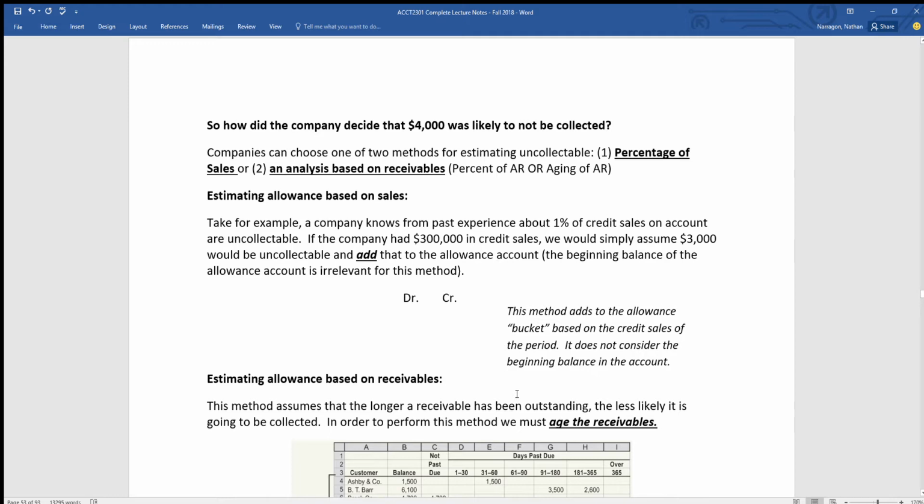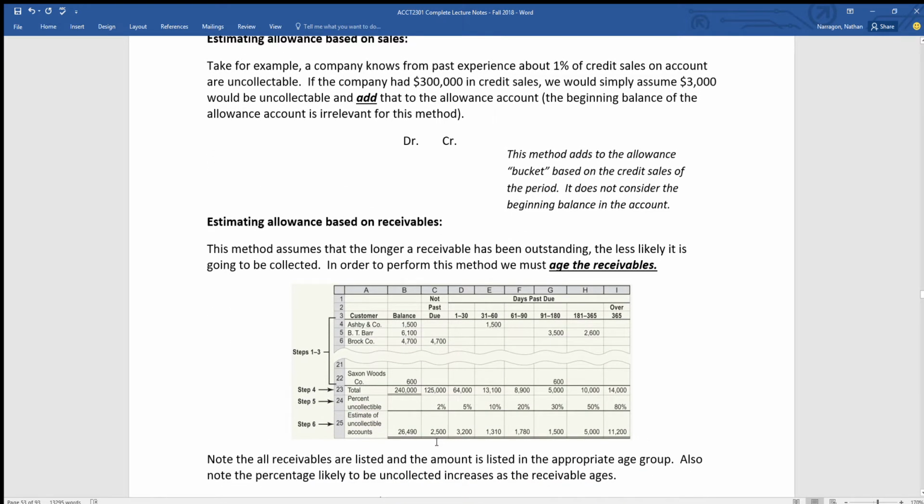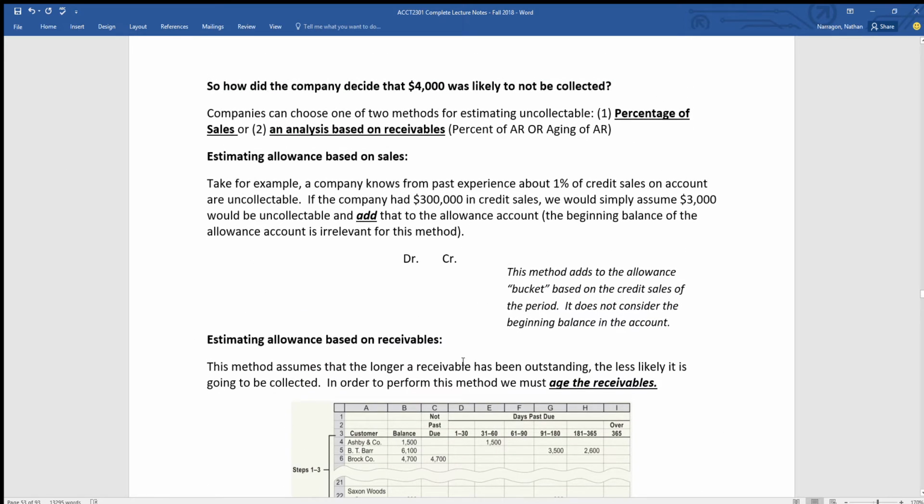So how did the company decide that $4,000 was likely not to be collected? Again, this ranges on two methods. They actually use the analyze method. But first, let me show you how percentage of sales works, since that's the first one up here. This is where the bucket method comes in more, because this one just adds to the allowance account. When we do an analysis, it doesn't really add, because we know specifically how much to estimate due to history.